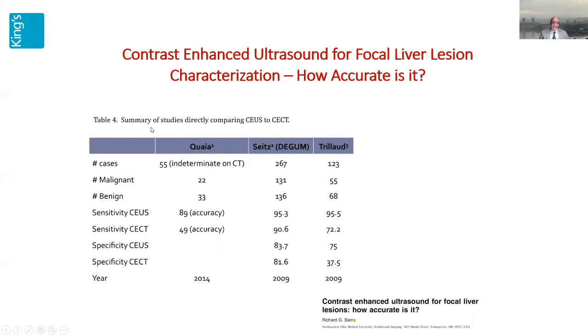Now, what about directly comparing contrast enhanced ultrasound to contrast enhanced CT? Several studies have looked at this, and all of them demonstrate an increase in sensitivity and specificity. And I'm looking here at the DEGUM, which is the German Ultrasound Society study reported by Karl-Heinz Seitz, looking at 267 patients in a multi-center study. The sensitivity of contrast-enhanced ultrasound was 95.3% in this study, and the sensitivity of contrast-enhanced CT was 90.6%. So in fact, contrast-enhanced ultrasound outperformed CT. And similar figures for the specificity, 83 and 81%. And this was reported in 2009.